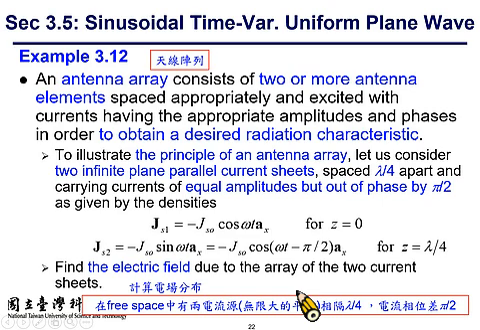Alright, so come back to example 3.12. It provides an example to look at the principle of array antenna operation. So let's consider two infinite plane parallel current sheets. So instead of just having one current sheet, now we have two. And the distance between the two current sheets is a quarter wavelength, lambda over 4. So what is the significance of a quarter wavelength?